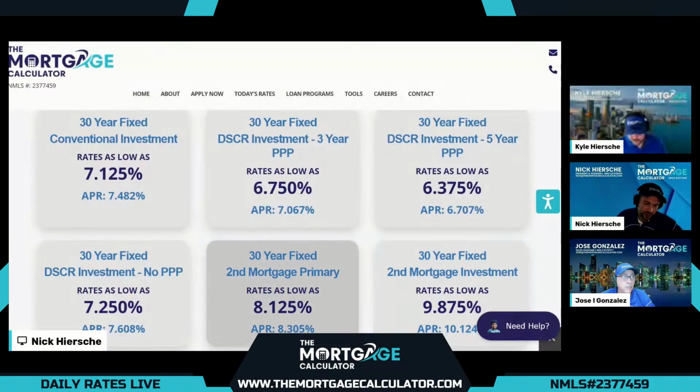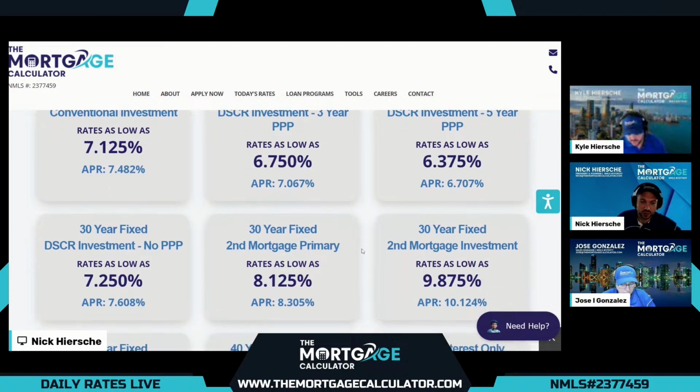And the final options here, second mortgage is a very popular request these days as many customers have record equity but don't want to touch that first mortgage. So for a primary homeowner that needs to get cash out still but doesn't want to touch their first mortgage, their options are typically a HELOC or one of these new options, 30-year fixed second mortgage primary with non-QM income. So we can use bank statements and similar. Rates today come in at 8.125, final APR 8.305.